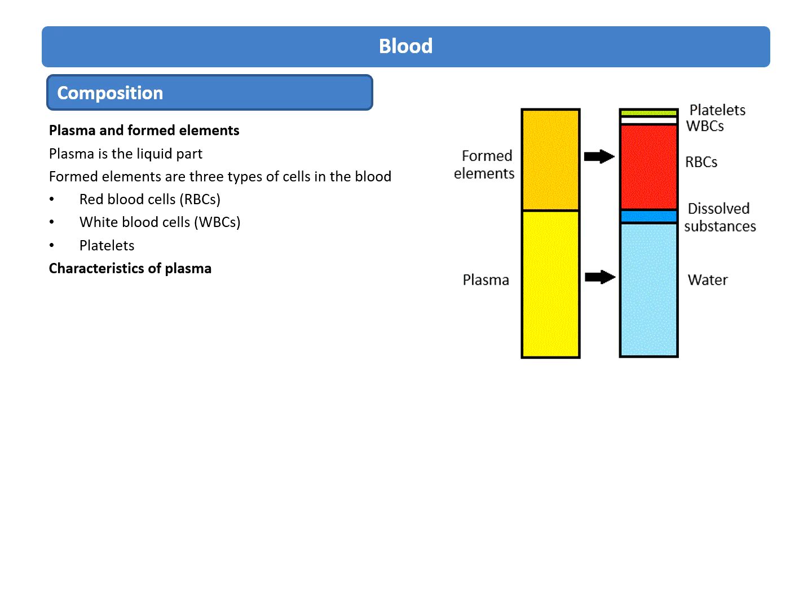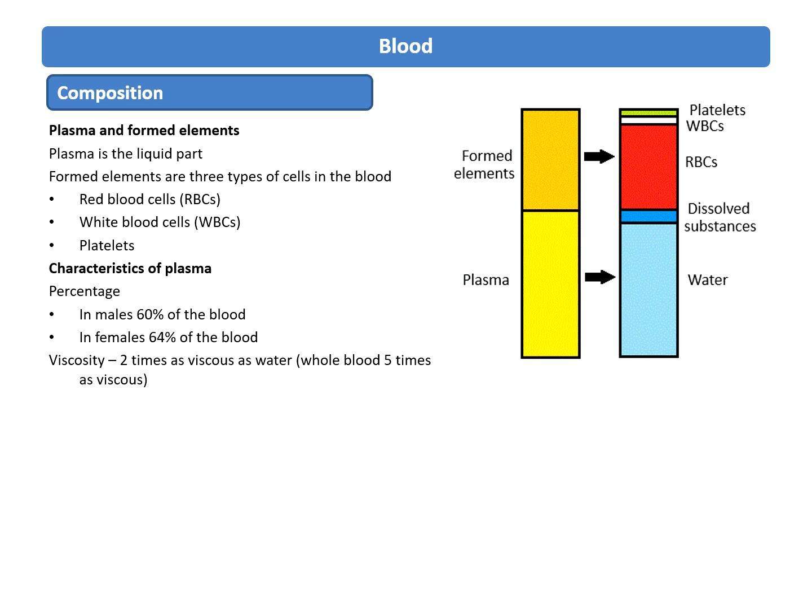The characteristics of plasma. The percentage, for example. In plasma, in males, 60% of the blood is plasma. In females, it's about 64%. The viscosity. Plasma is two times as thick or viscous as water. Whole blood is 5 times as viscous. Whole blood now is blood with the red blood cells. Osmolarity is due mainly to sodium, proteins, and the red blood cells.